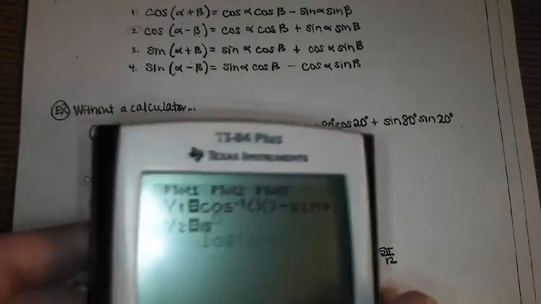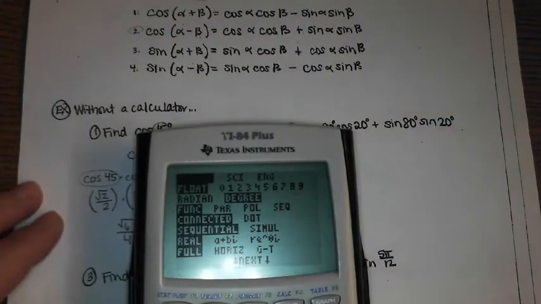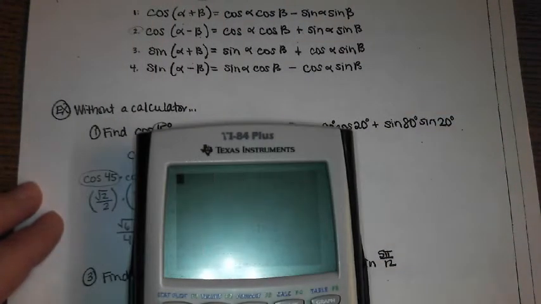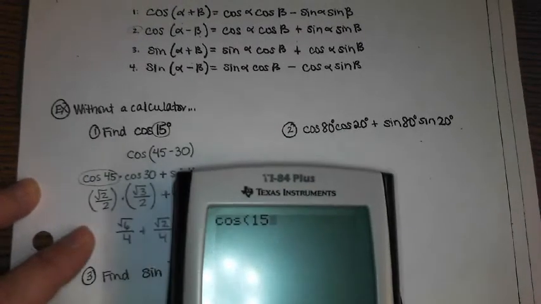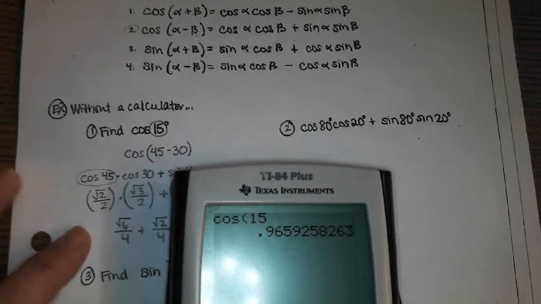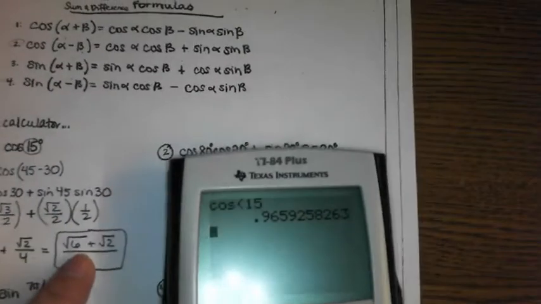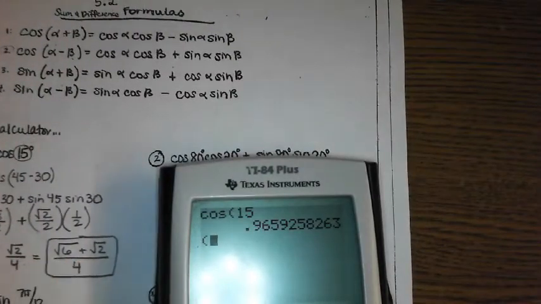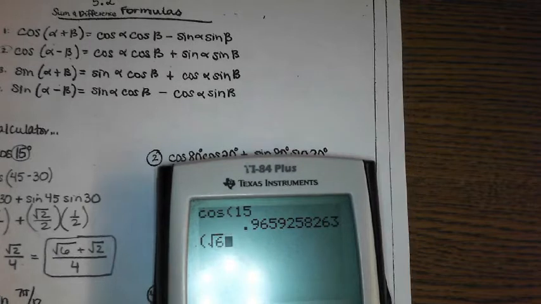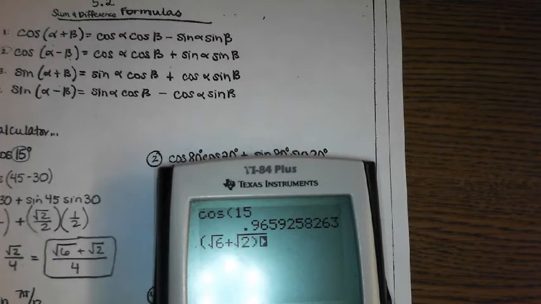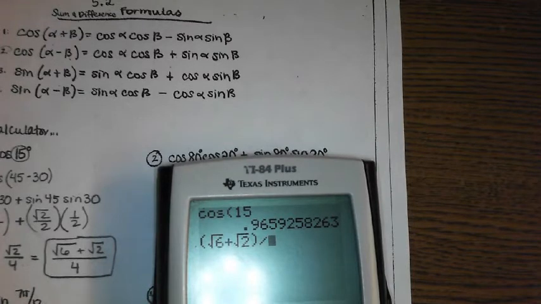I'm in degrees here, so I'm going to make sure my mode is in degrees, which it is. If I look at the cosine of 15, I get this number. What I just found was that supposedly is the same thing as root 6 plus root 2 divided by 4. And you can verify that they're exactly the same.